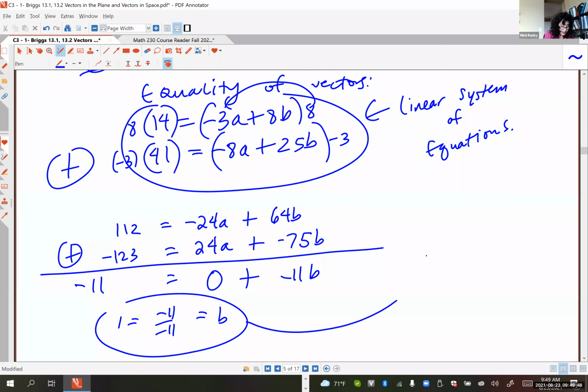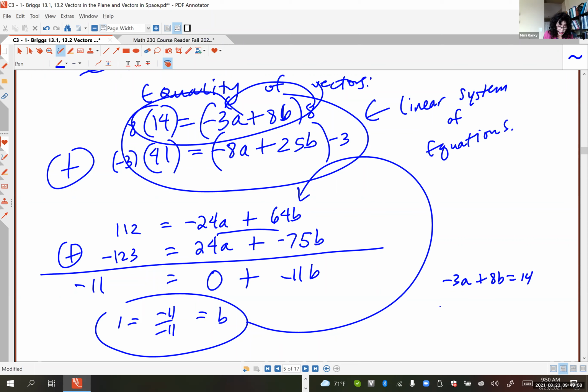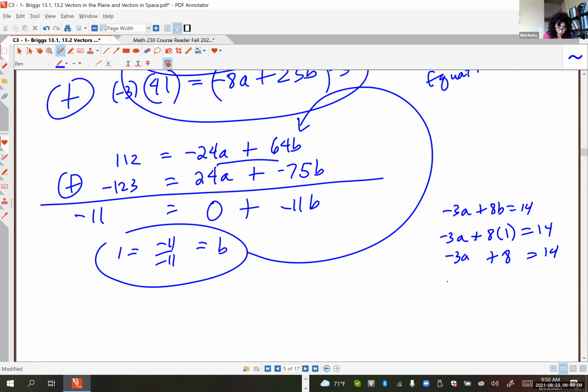How about if we substitute b equals 1 into this equation or the original? How about if I do the original where it's negative 3a plus 8b equals 14? If I substitute b equals 1 in this original equation here, I should be able to get the a, right? What if I subtract 6 from both sides, and then a is equal to negative 2. So final answer, a is negative 2 and b is 1.